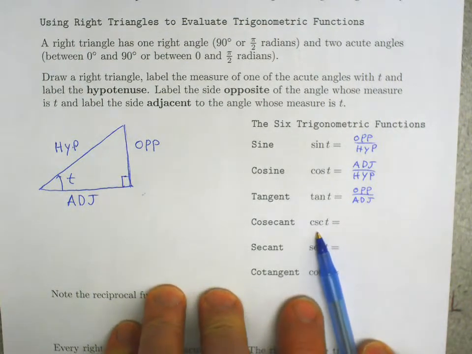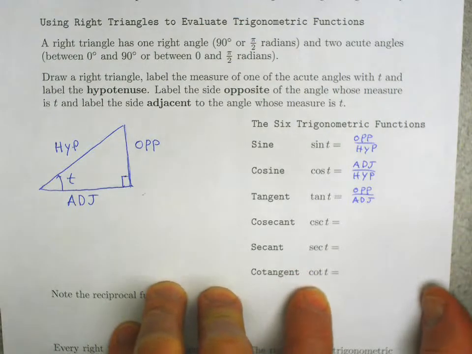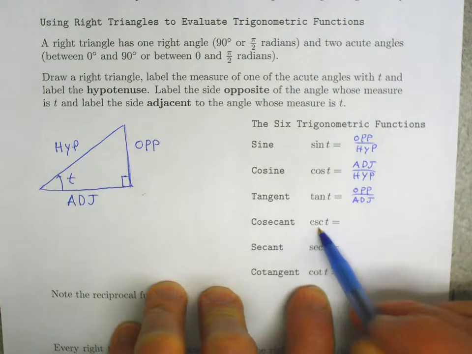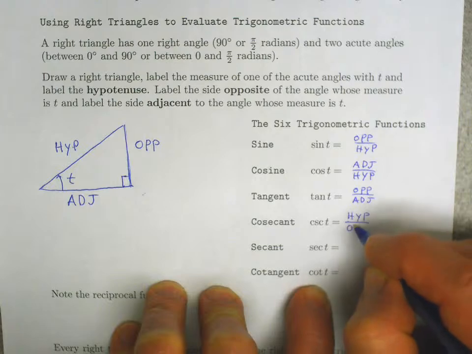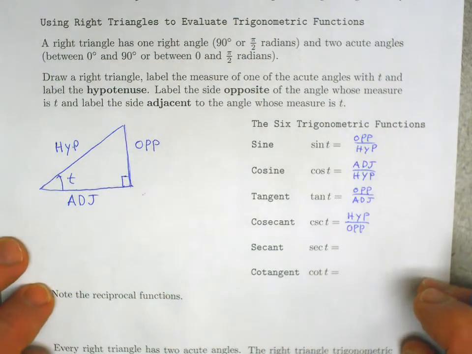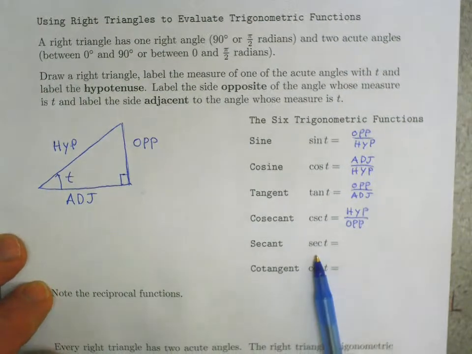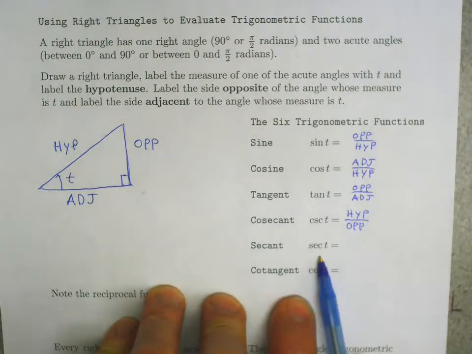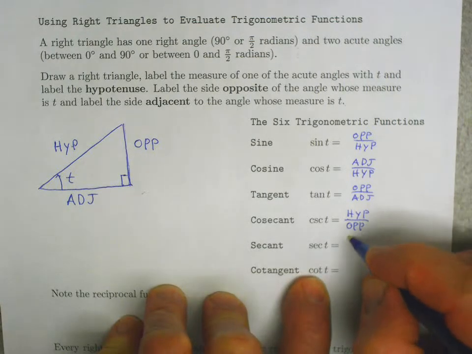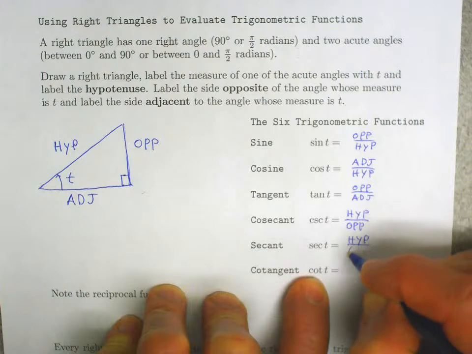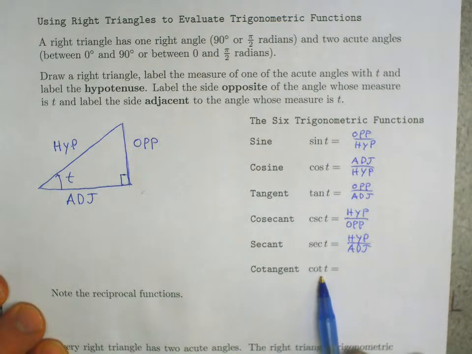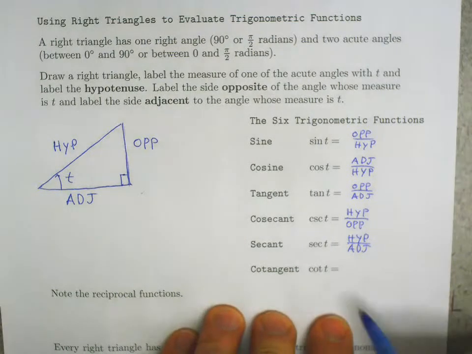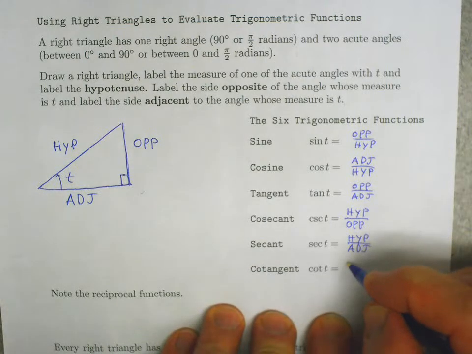Cosecant of t is the reciprocal of sine of t. So cosecant of t is the length of the hypotenuse divided by the length of the opposite side of t. Secant of t, that's the reciprocal of cosine of t. So secant of t is the length of the hypotenuse divided by the adjacent side. And cotangent of t, that's the reciprocal of tangent. So cotangent of t is the length of the adjacent side divided by the length of the opposite side.